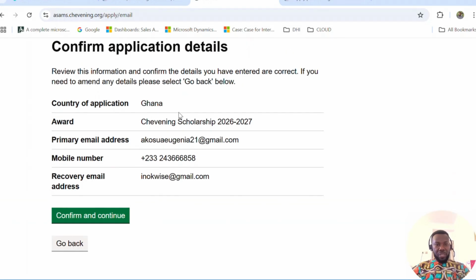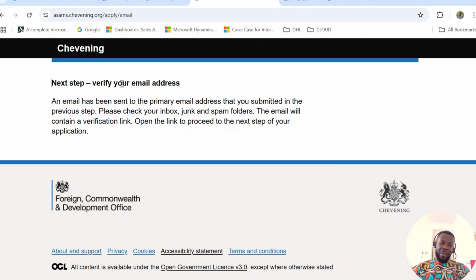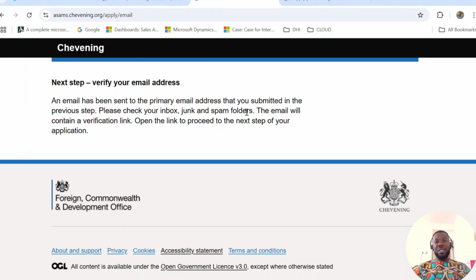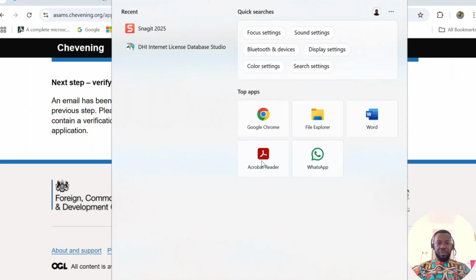Now, summary of the information I provided is here. I would go through and then confirm and continue if everything is right. If there is something wrong or missing, I would click on back, then it will take me back to make that correction. After this step, I would receive a message in my email, so I have to go into my email inbox or junk or spam folder, and then search for the verification email. So let's see here.